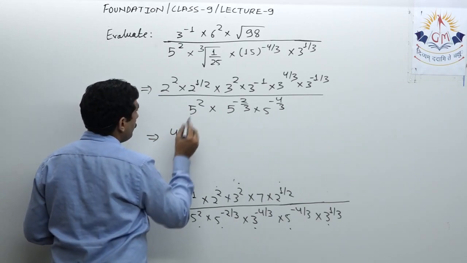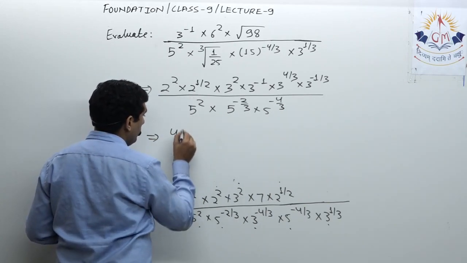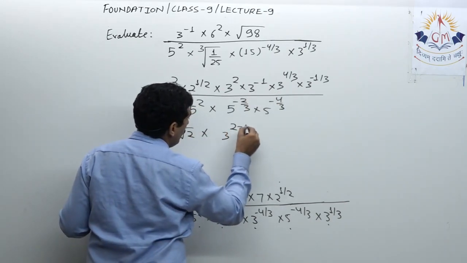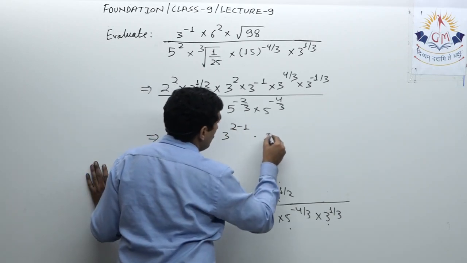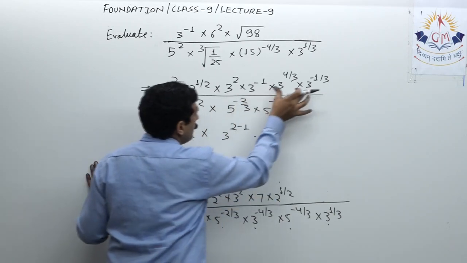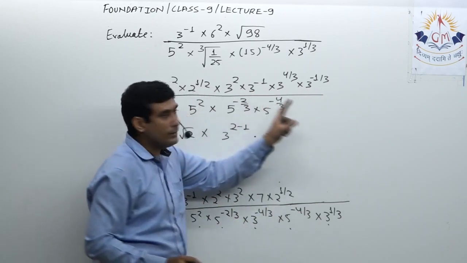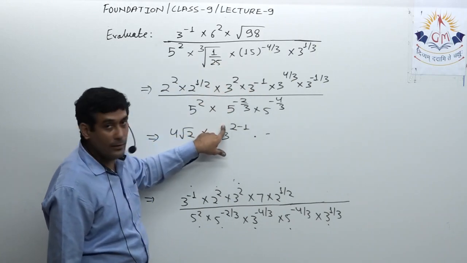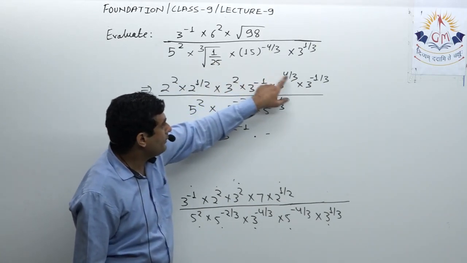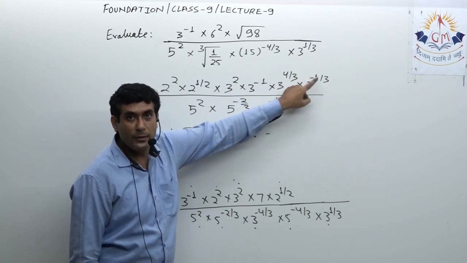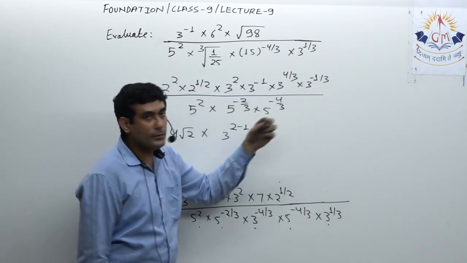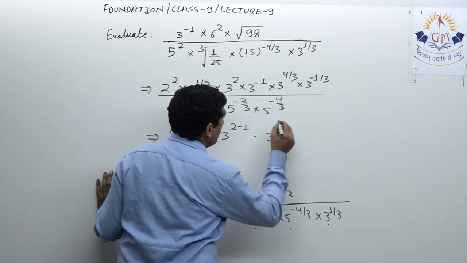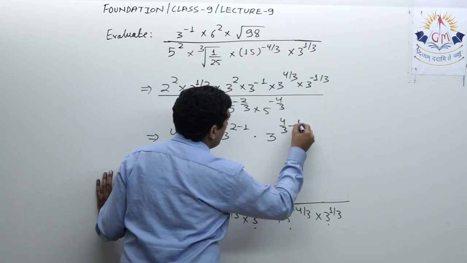So this is 4 and this is root 2 into, now over here this is 3 raised to 2 minus 1. I took these together. However, I can take the terms together, but if you observe, this is 2 minus 1, easily calculable. Over here it is 4 by 3 minus 1 by 3, so 3 by 3. If you take all the terms together, it will be a little bit complicated to calculate, so that's why I am taking it this way, 4 by 3 minus 1 by 3.